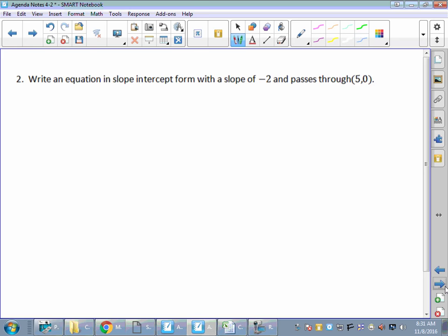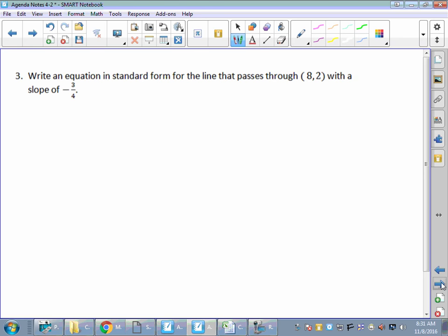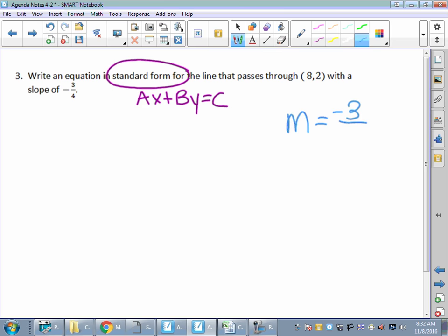So let's do an example that requires us to go further. Let's skip number 2 and let's do number 3. This time it says to write an equation in standard form. A line that passes through 8, 2 and has a slope of negative 3/4. So I know I can identify the slope as negative 3/4. Notice I put the negative up on the 3. I know I've got a point of 8, 2.